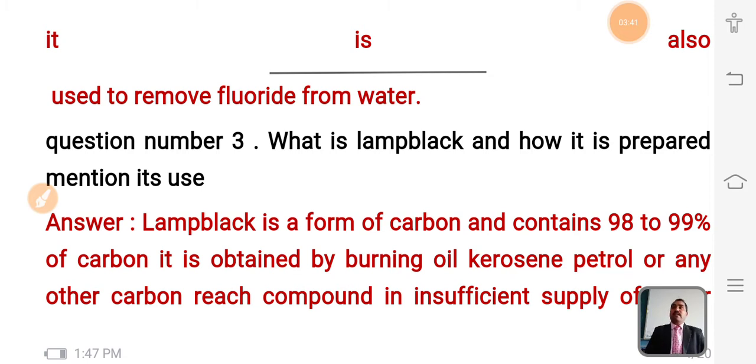If we provide sufficient oxygen, then what will happen? It will show complete combustion and we will not get the carbon. But if you want to get carbon, meaning lamp black, then you have to provide a limited amount of oxygen. Okay, my dear?